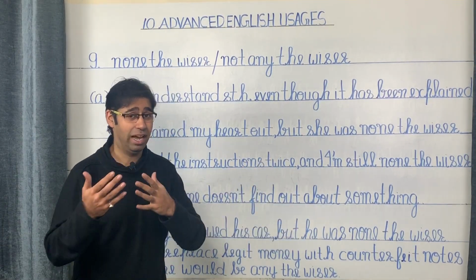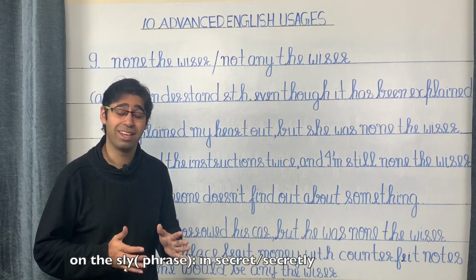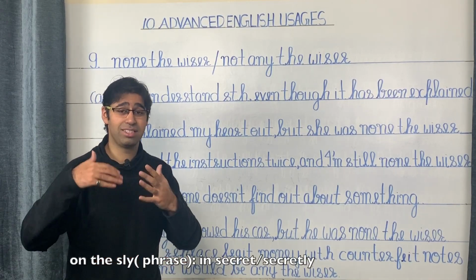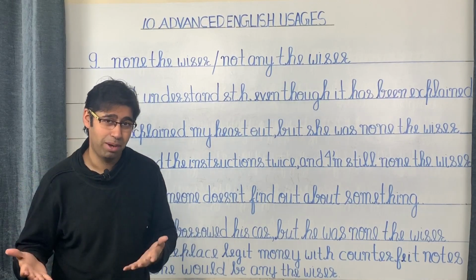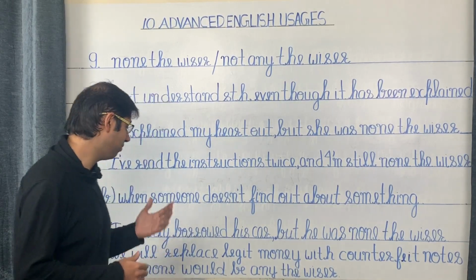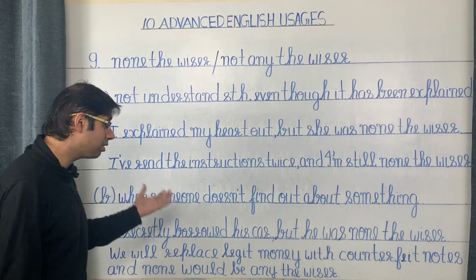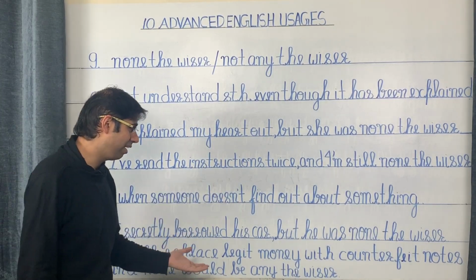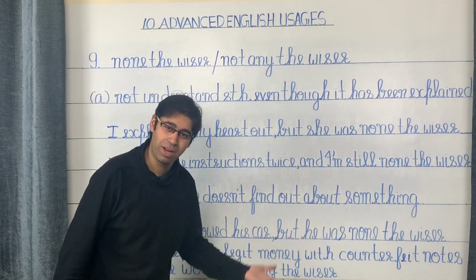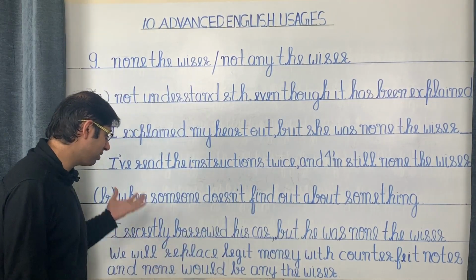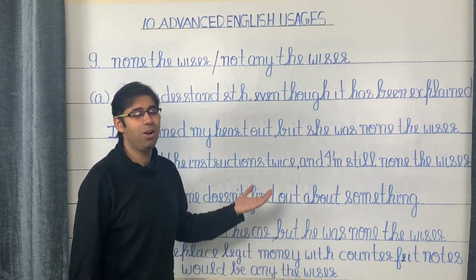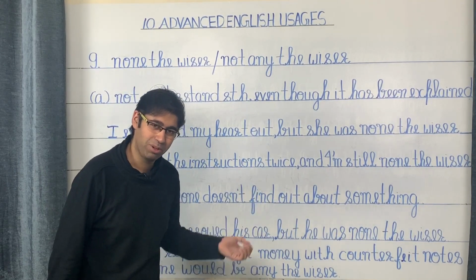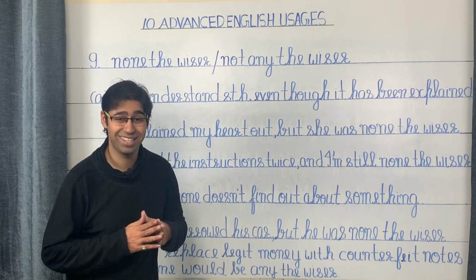So when something has been done on the sly, secretly, and somebody else doesn't find out, we will call them none the wiser about it. Let's check out the sentence. The first one reads, I secretly borrowed his car, but he was none the wiser. And that goes on to suggest that I secretly borrowed his car, but he didn't come to know, or he didn't find out. On to a final one, crime in progress over here.